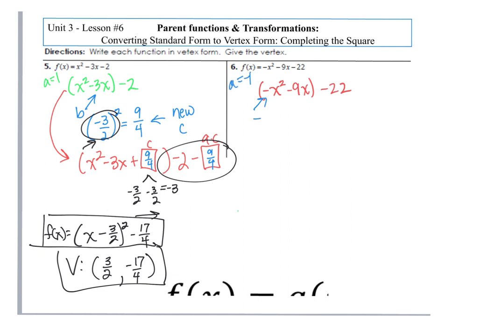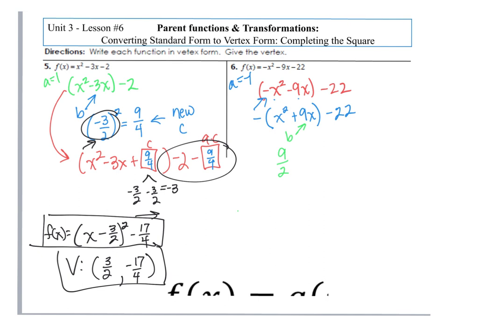So we have to pull that negative outside the parentheses, and in doing so, we're dividing each of these terms inside the parentheses. So we're going to end up getting a positive x squared and a positive 9x. When we divide by negative 1, we just change signs. Now let's bring down our negative 22 on the outside. From there, we're going to take our b value, which is 9. Remember, b is the number in front of x. We're going to divide b by 2.